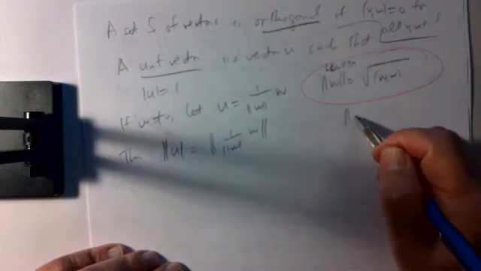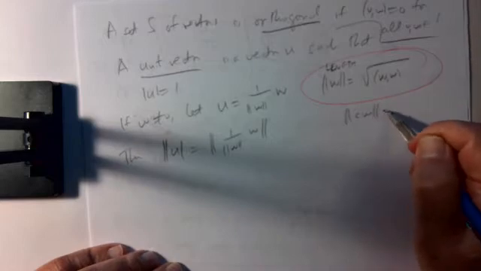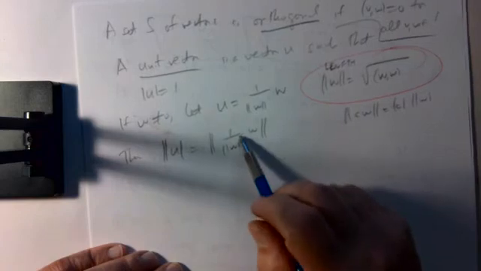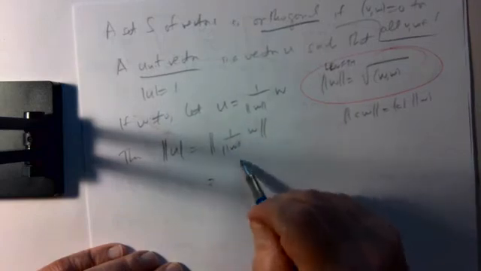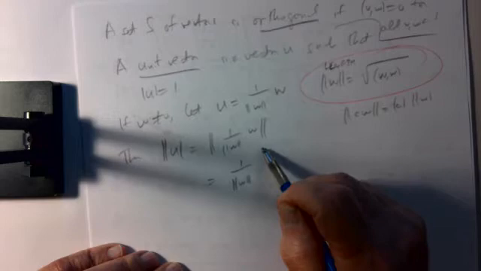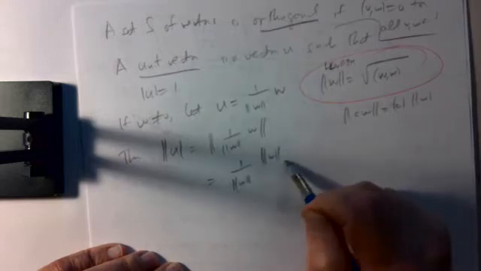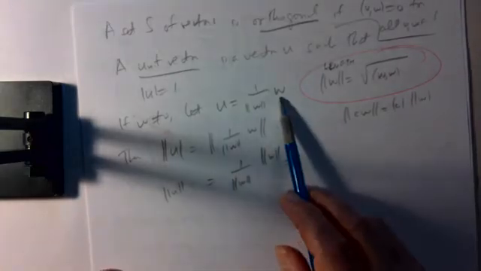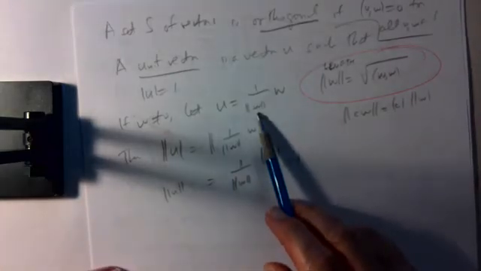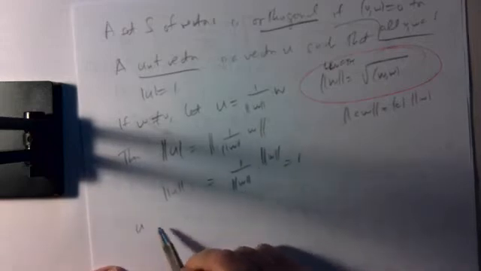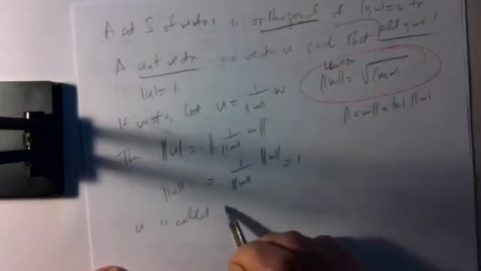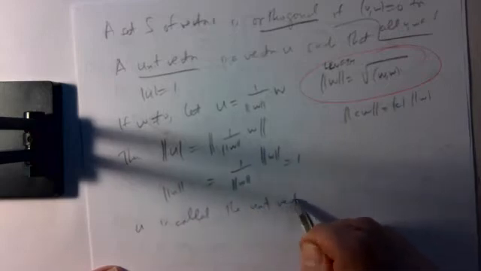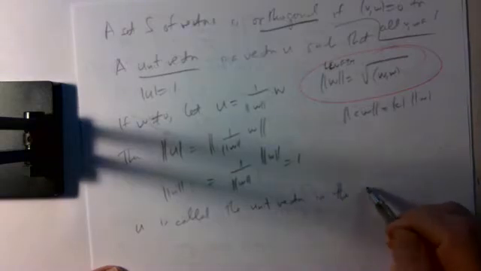And we know that the length of a scalar times the vector is the absolute value of the scalar times the length of the vector. So here we have a scalar. I can take it outside. This is 1 over the length of W times the length of W. These cancel. This is 1. So if I take any vector W and divide by its length, I get a unit vector. U is not just parallel to W, this is called the unit vector in the direction of W.